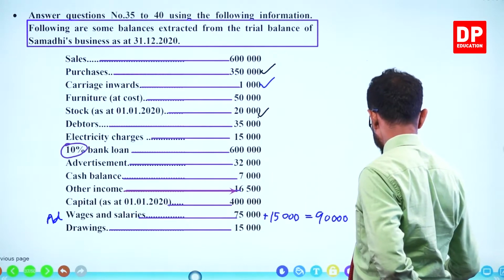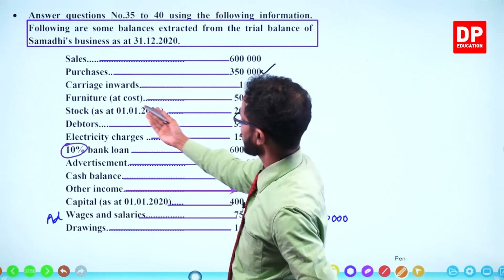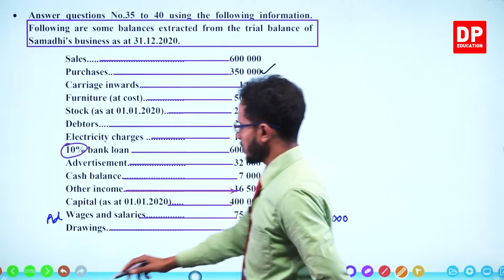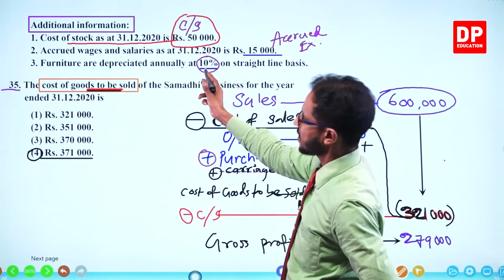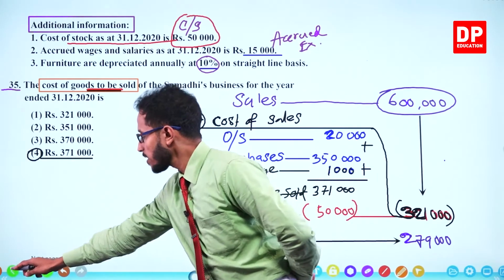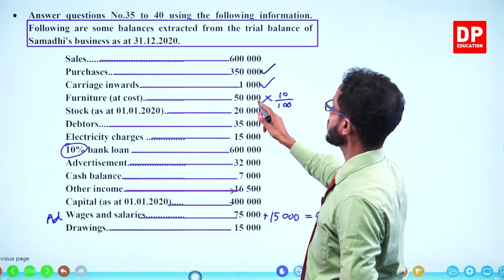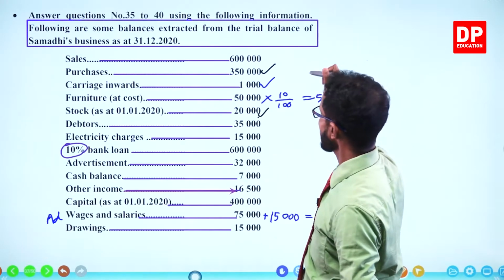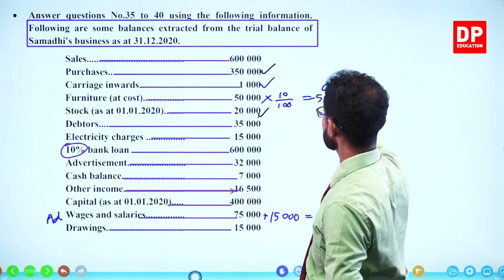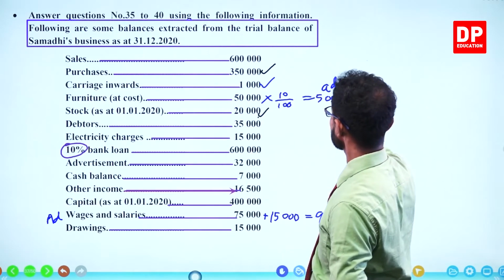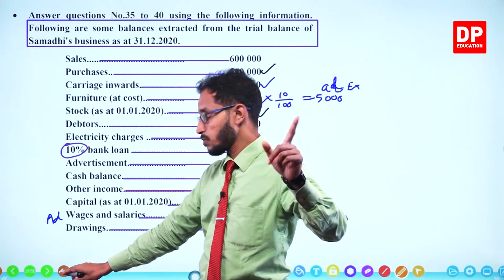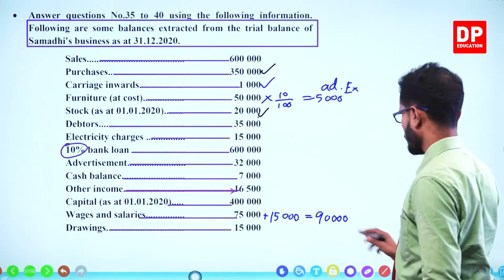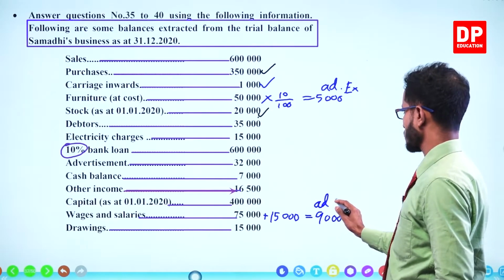Where is furniture? Furniture at cost, 50,000 into 10%. 10%, right? Yeah. All right. 50,000 into 10% means 5,000. That is another admin expense. You cannot forget these things, all right? We'll put it here. Admin expense.